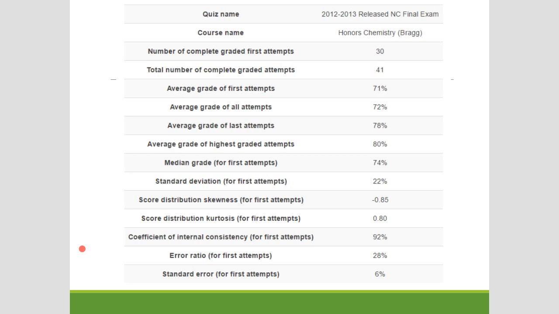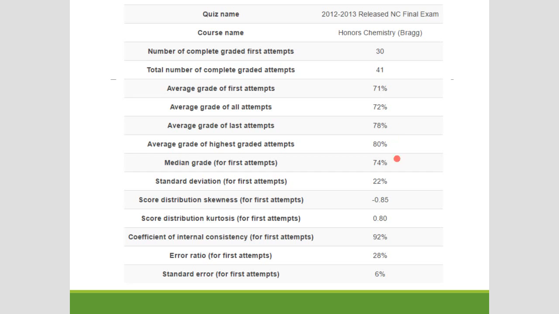Now, if you'll notice here, the median score for the first attempt is 74%, whereas the average is 71. That's another example of these lower scores dragging down the average. The median is something that you interpret as half of the students are making better than a 74, and half of them are making less than a 74.